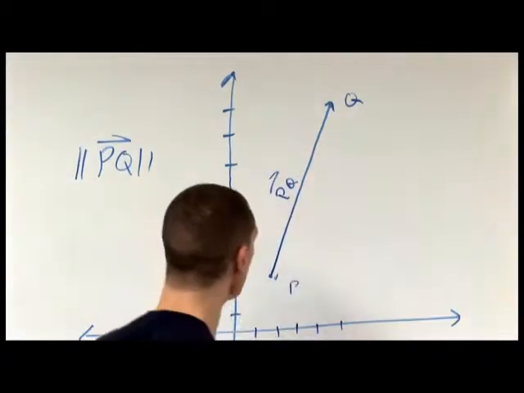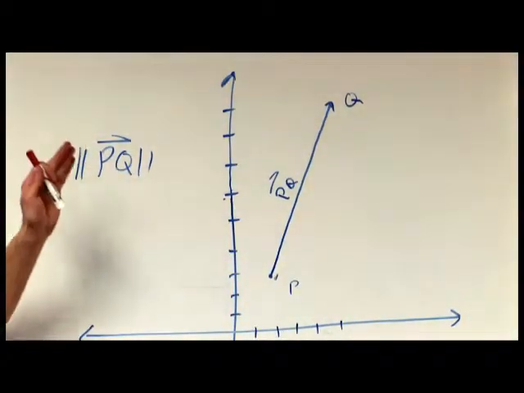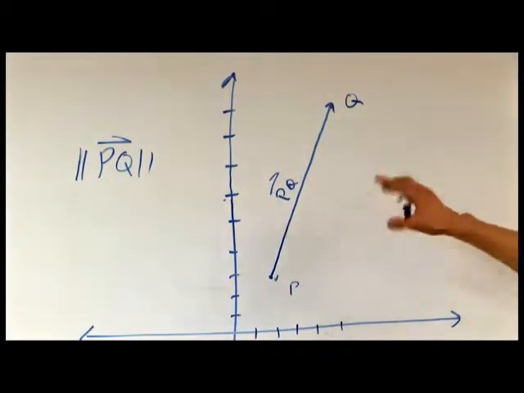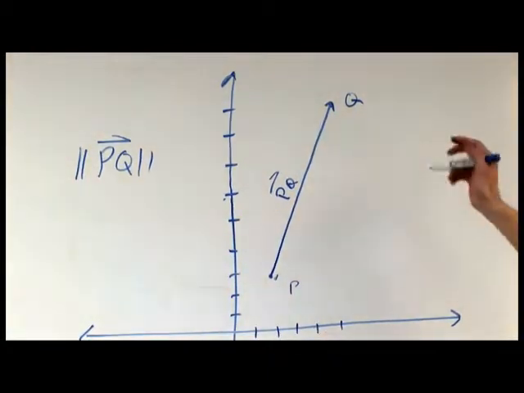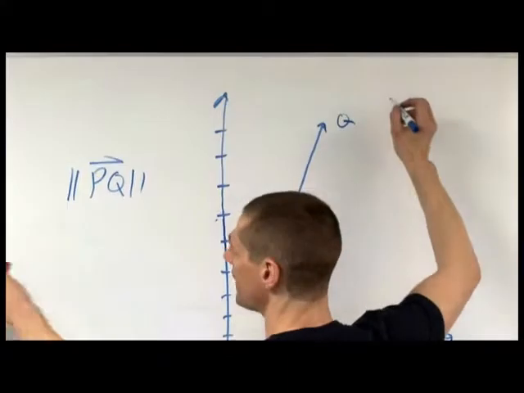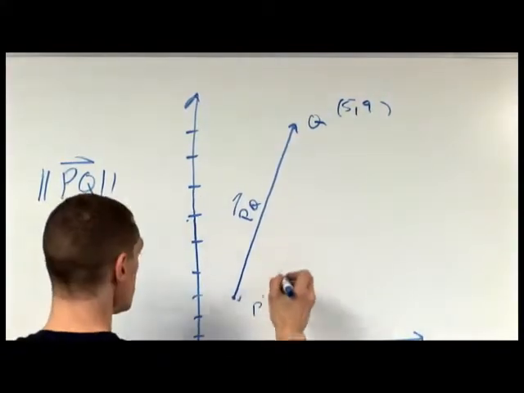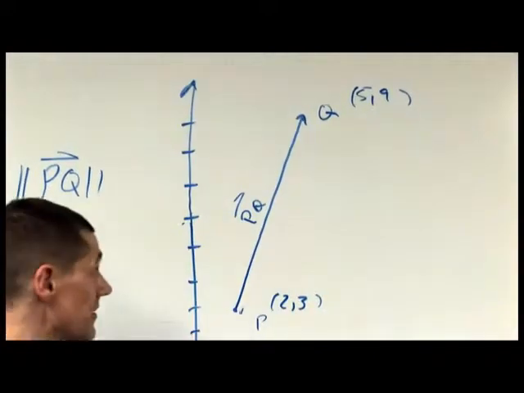And this is what they mean. What's the norm of this? The norm is this length, and we already know how to find it. How do you find the length of this? We use the Pythagorean theorem, right? So this point is (5, 9). This point is (2, 3). This is just the distance formula.